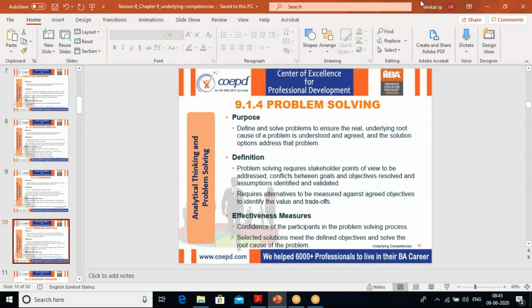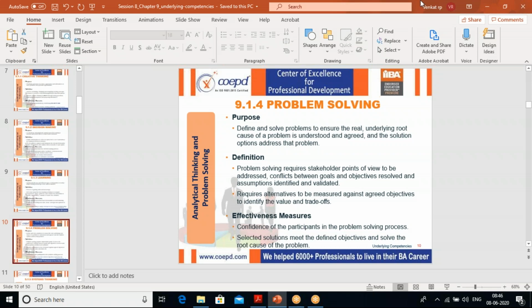And once you understand the root cause of that particular problem, everyone should agree to it. Yes, this is it. And from there, if you can come up with solution options, then you can easily get a permanent solution for it. This is how we solve problems.